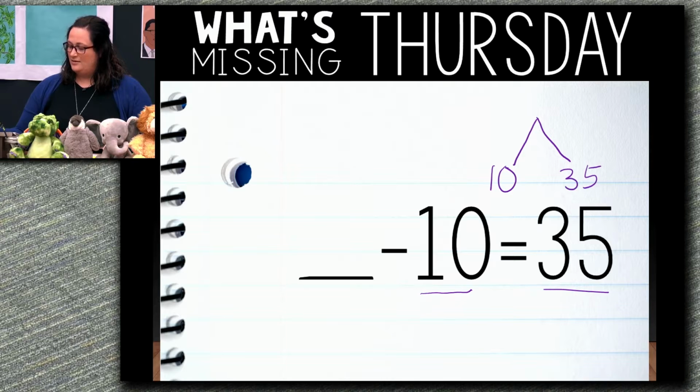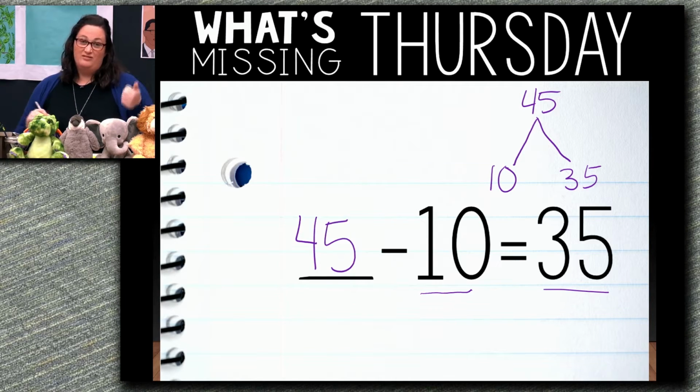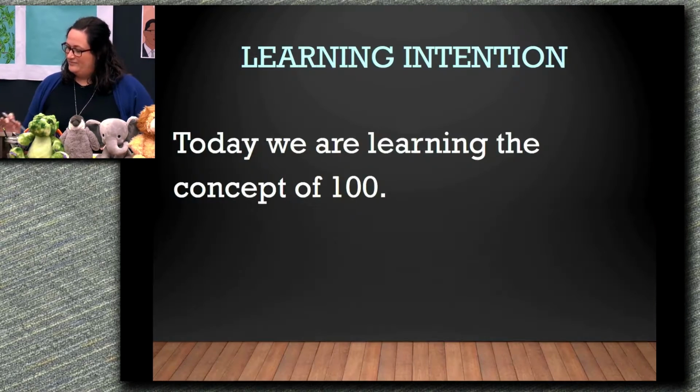Wait a minute. I know both of my parts. What do I do when I know both parts? I put them together to find the whole. What's 10 plus 35? 45. So what's missing? 45. Now let's check it and make sure it's reasonable and makes sense. If I have 45 and I take 10 away, how much do I get? 35.